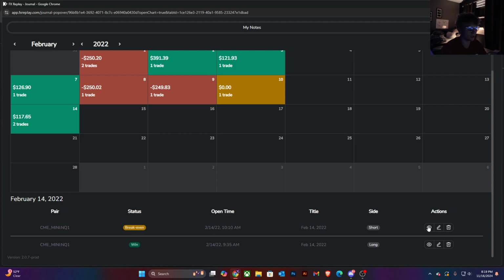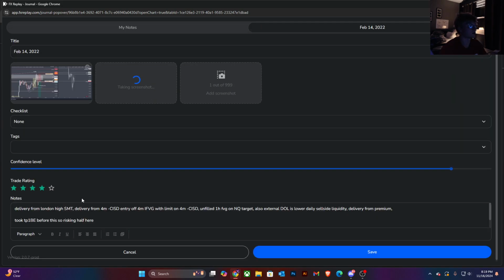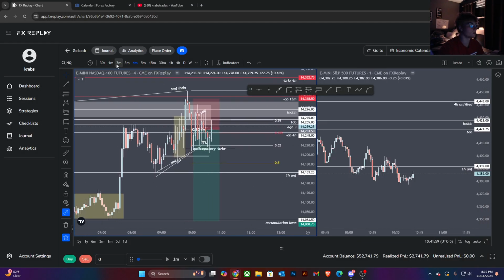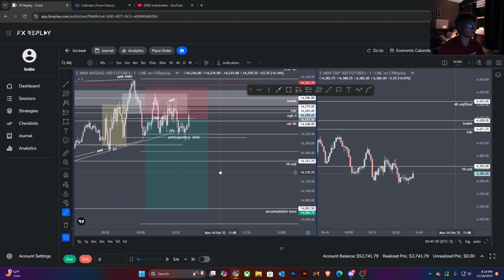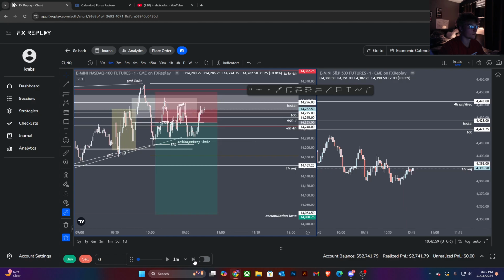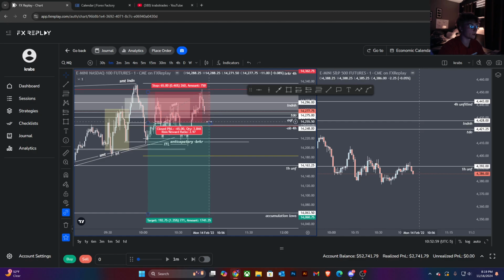Second trade, break even. Let's edit. I have a screenshot. But it did look good. So I'm gonna be out of this now. Not trying to hold through this, especially at this internal. Should be break even there. So yeah, good break even.